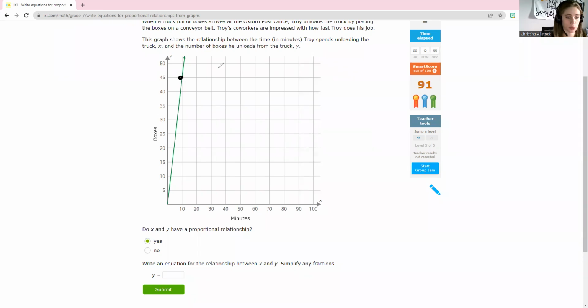And because this is proportional, we can use that little trick where we just take our ordered pair and divide our y and our x values. Sorry, it's important to do it in the same order. So our y value here would be 45. And then our x value, oof, that's a terrible line. Our x value here would be 10. And we want to simplify that fraction.